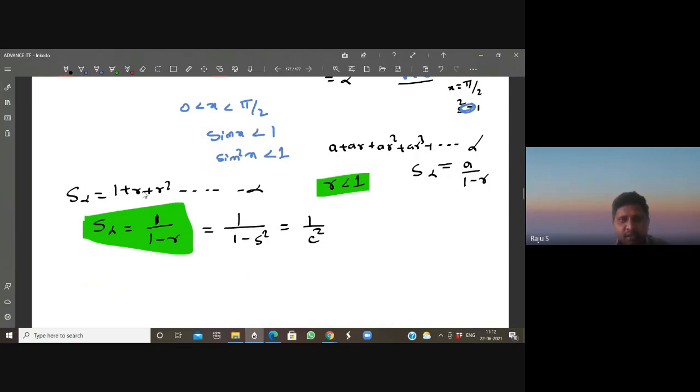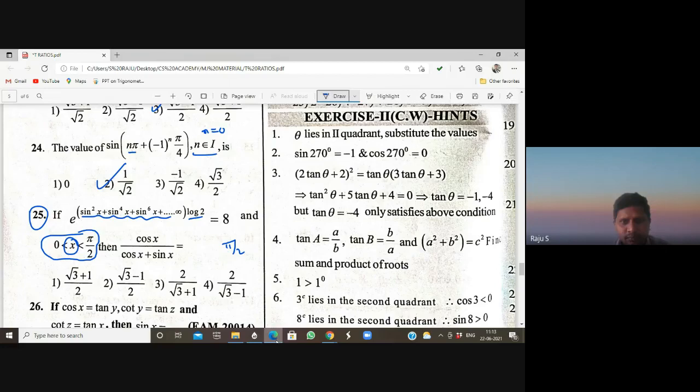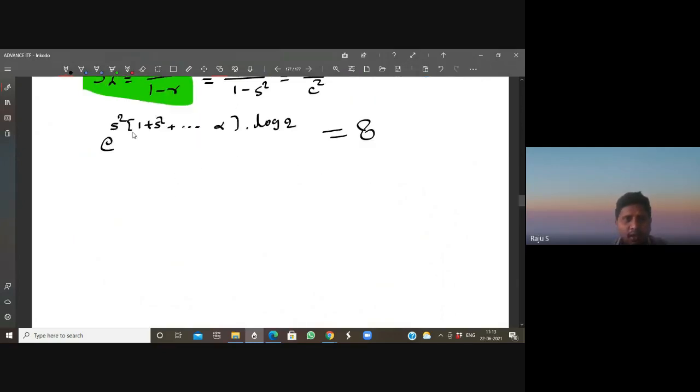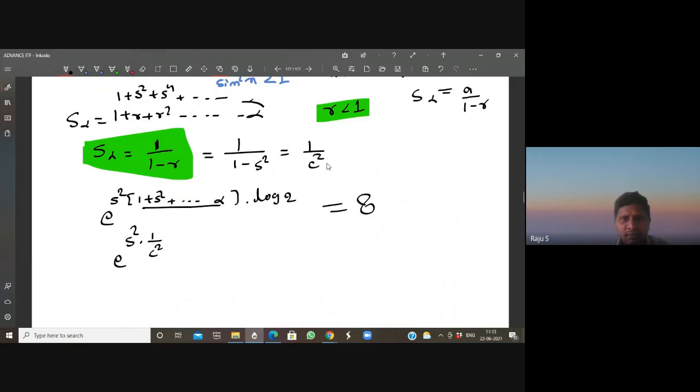Fine, students. This is just the value of 1 plus sine square plus sine power 4 plus so on. This value is 1 by cos square. But we require e to the power of sine square into 1 plus sine square plus so on infinity into log 2, am I right? And this value they clearly gave as 8. So here we got e to the power of sine square, and this value we got is 1 by cos square. Auto simplifying, the S infinity value is 1 by cos square into log 2.